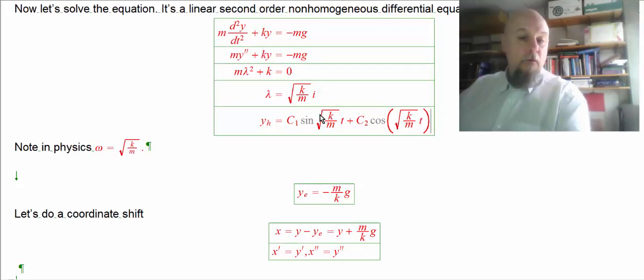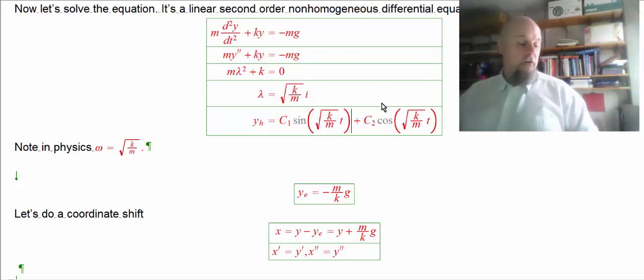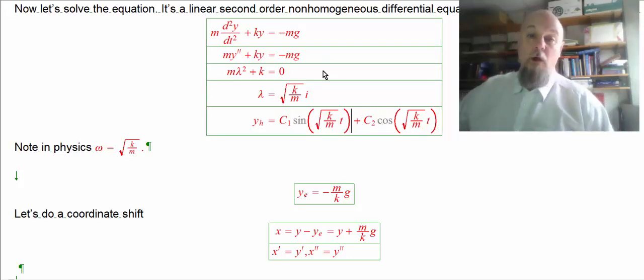Now we need to get a particular solution. We know two different ways to get the particular solution: variation of parameters or unknown coefficients.